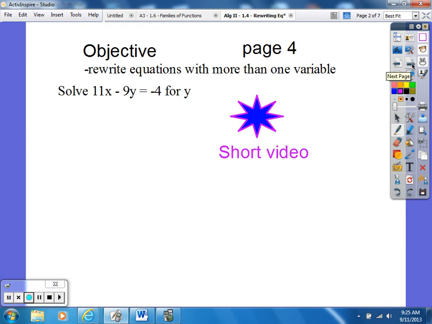All right, so turn to the beginning of your spiral notebook to your table of contents. And go ahead and write down our objective on line 4. Then turn to page 4 and write down that objective again at the top.